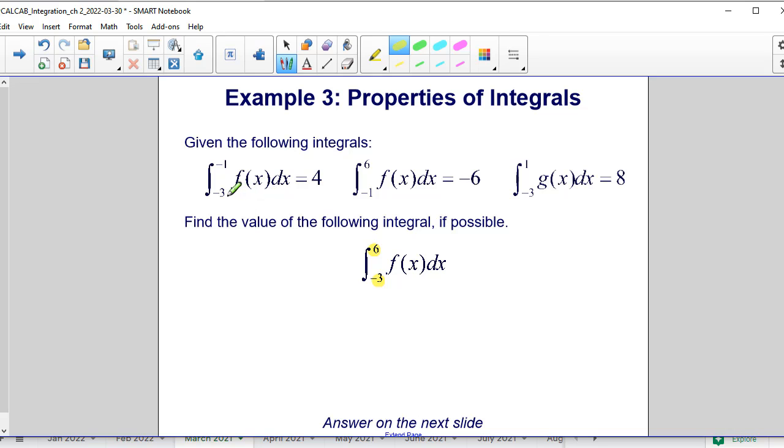This is f of x going from -3 to -1. Here we have f of x going from -1 to 6, but over here we have g of x, which is going from -3 to 1. So we're going to need to explore this one a little bit further.